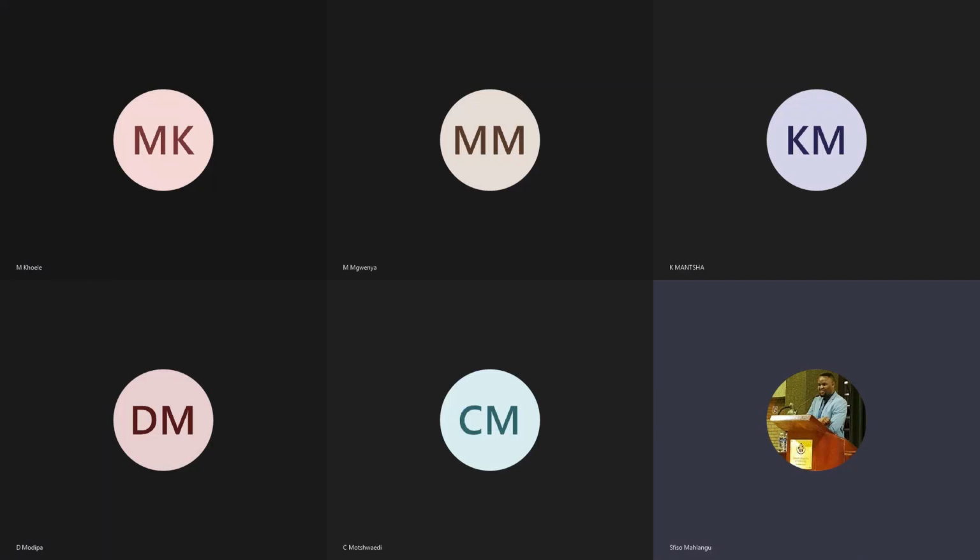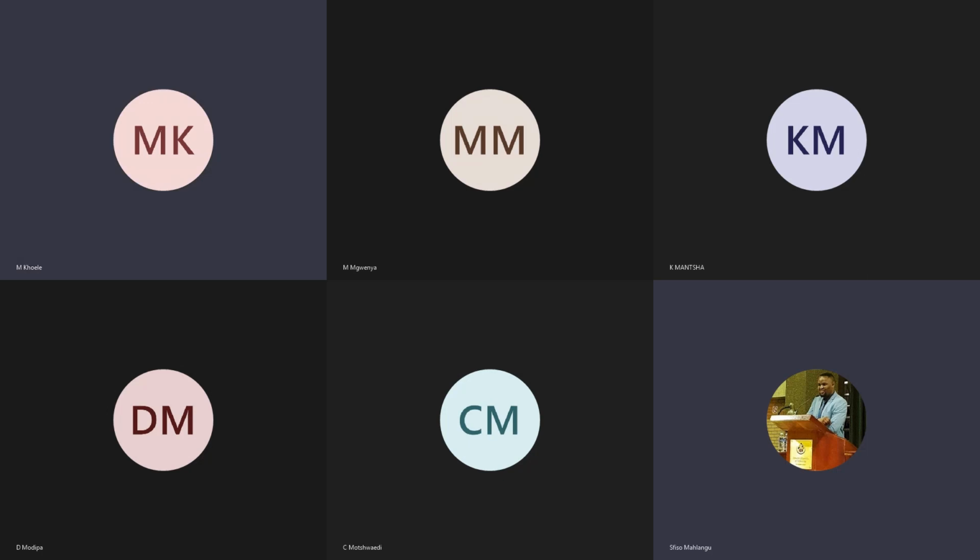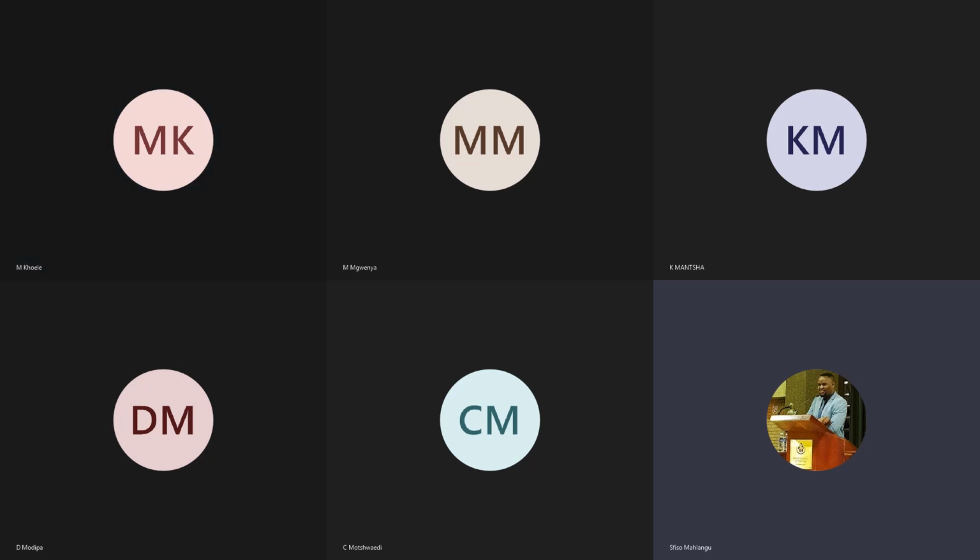Please just indicate if you can see my screen by sending an emoticon, a smiley face or anything. The screen should now show you the PowerPoint slide. So if you can just send anything there, smiley face, so that I can know you can see the screen.